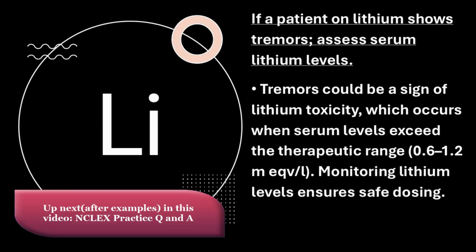Example number 8. If a patient on lithium shows tremors, assess serum lithium levels. Tremors could be a sign of lithium toxicity, which occurs when serum levels exceed the therapeutic range, 0.6 to 1.2 milliequivalent per liter. Monitoring lithium levels ensures safe dosing.